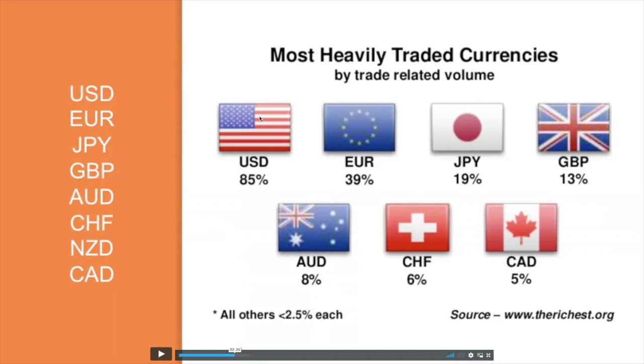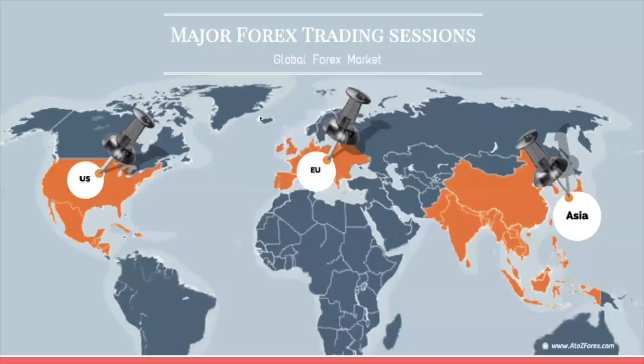Now that I've taught you a little bit about what countries can trade Forex, I'm going to show you where and how they're broken down into their different sections. You have the US, which is the New York session, Euro, which is the London session, and Asia, which is also called the Sydney, Tokyo session.